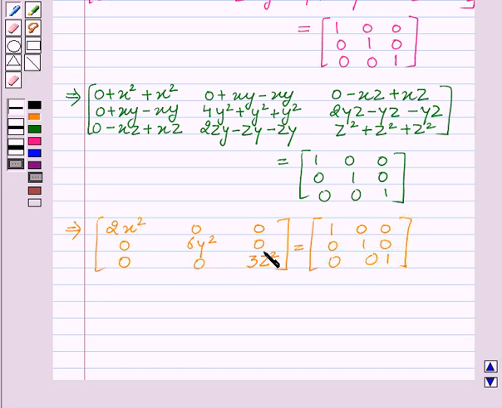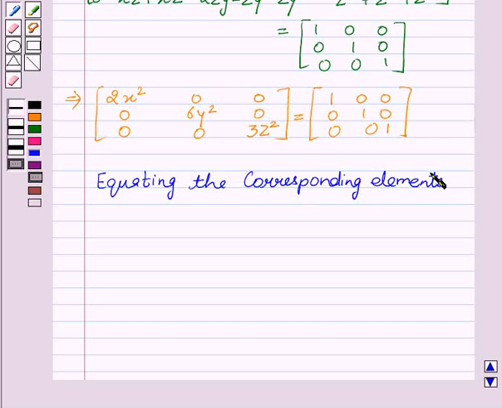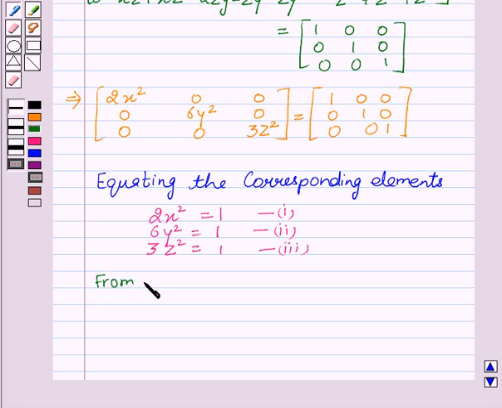Now, on equating the corresponding elements, we have 2x squared equal to 1, this is our first equation. 6y squared equal to 1, this is our second equation, and 3z squared equal to 1, this is our third equation. Now, from the first equation, we get x squared equal to 1 by 2, this implies x equal to plus minus 1 by root 2.